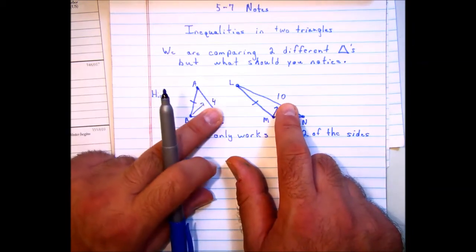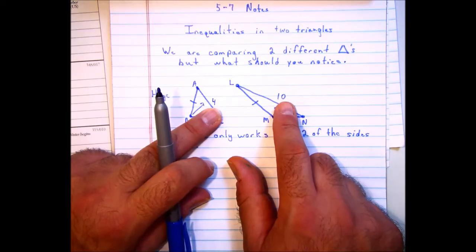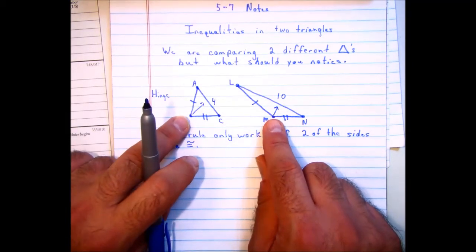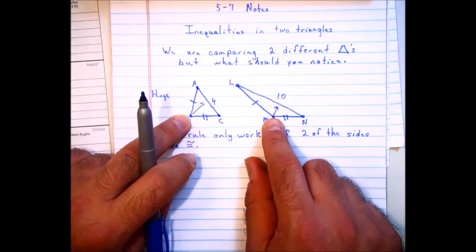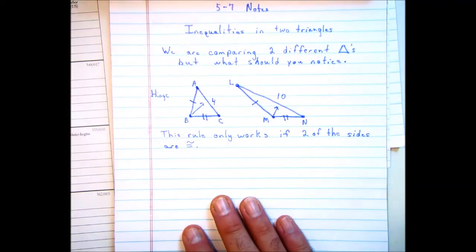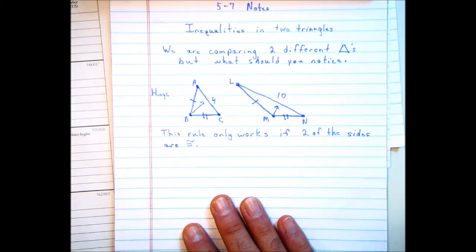So here we are, we have two sides that are congruent of two different triangles, which means which one of these is bigger? 10. So which one of these angles is bigger? M. Correct. The bigger angle is across from the bigger side. Okay, but two of the sides must be congruent. Smaller angles across from the smaller side.